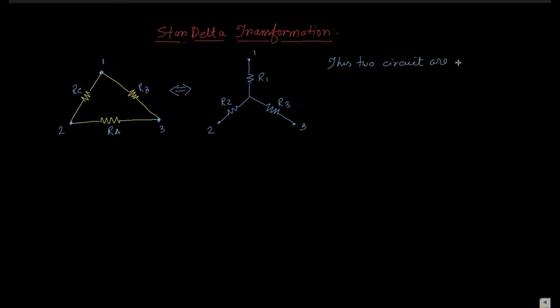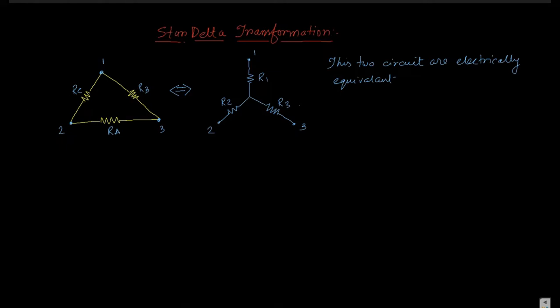are electrically equivalent. That means if you convert this delta into star, or star into delta, the equivalent resistance of the circuit remains the same. That's why they are called electrically equivalent.